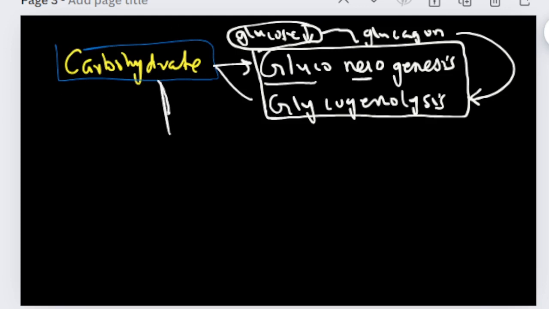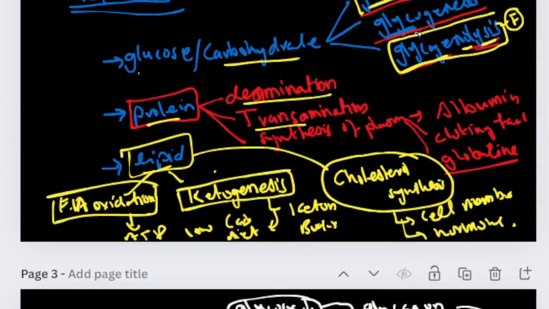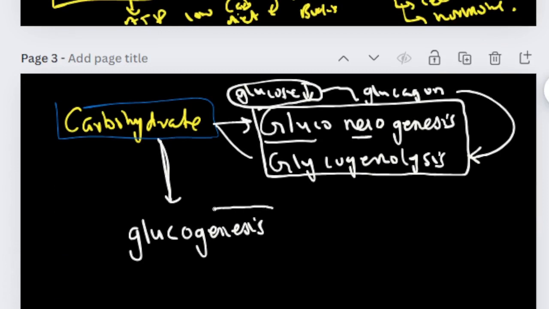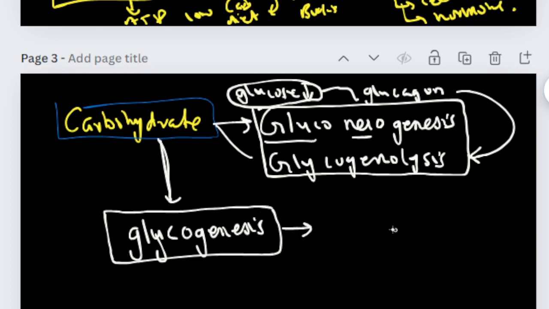The last thing in carbohydrate metabolism, the third thing, is glycogenesis, meaning the formation of glycogen. Glycogenesis occurs, for example, when the glucose level becomes too high. So glycogenesis starts, and what happens in it?